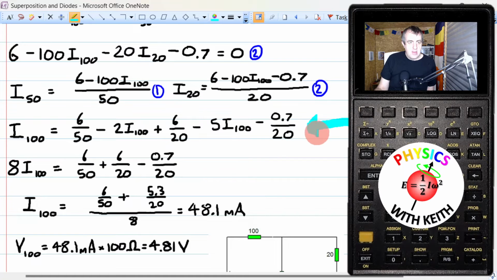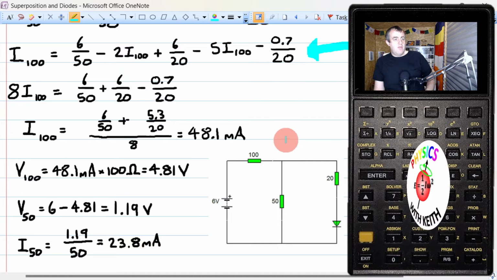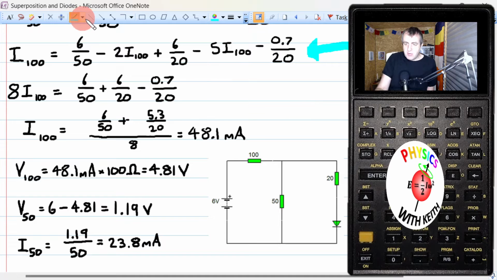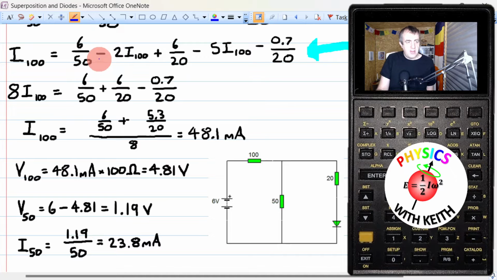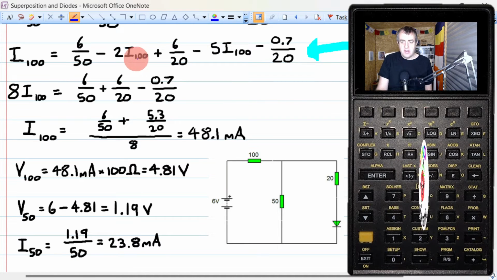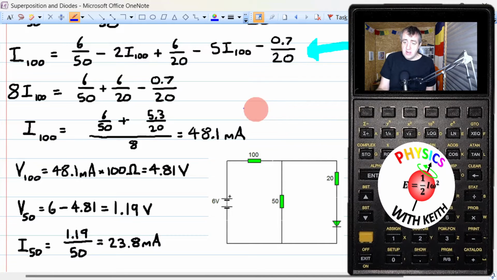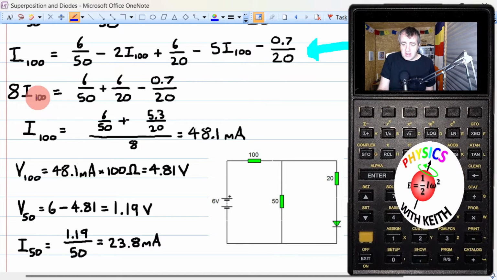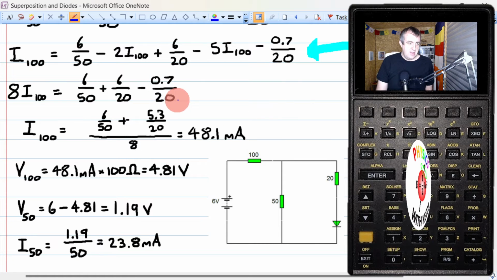Right, so we're now here. Scrolled up. We've only got one unknown, which is I100. So we can rearrange that to make I100 the subject really easily, because we've got I100, and on the other side, subtract 2 I100, so we can add 2 I100 to both sides, and subtract 5 I100, so we can add 5 I100 to both sides. So 1 I100 plus 2 I100 plus 5 I100 is 8 I100. Fine. And the rest of it is all just numbers.